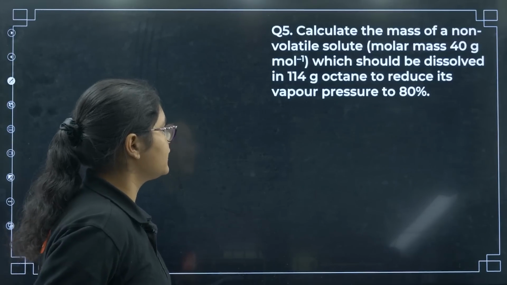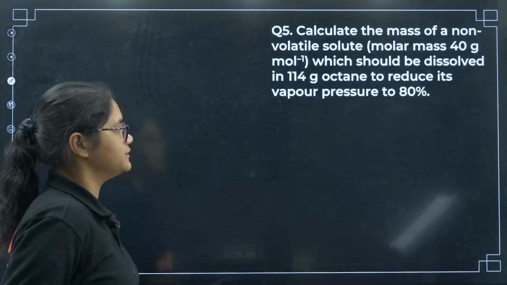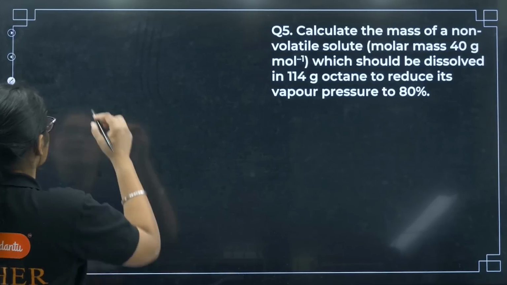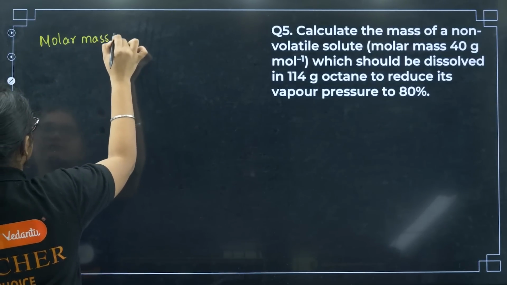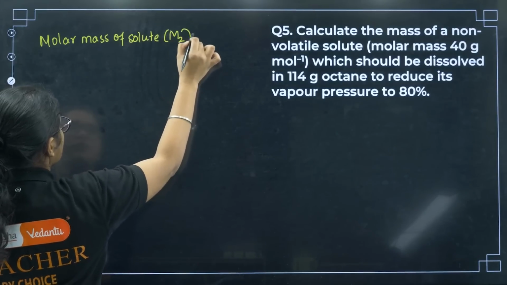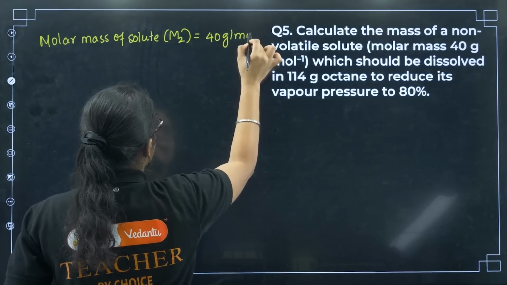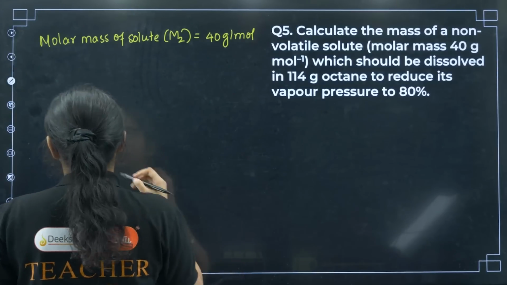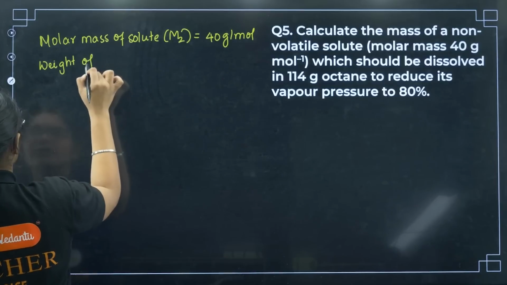which would be dissolved in 114 gram of octane to reduce its vapor pressure to 80%. Okay, so let us first write down the values. We have here molar mass of the solute, I'll denote as M2, which is given to me as 40 gram per mole. Okay, then which should be dissolved in 114 gram of octane. So I can write now weight of solvent, because in octane I am dissolving it.